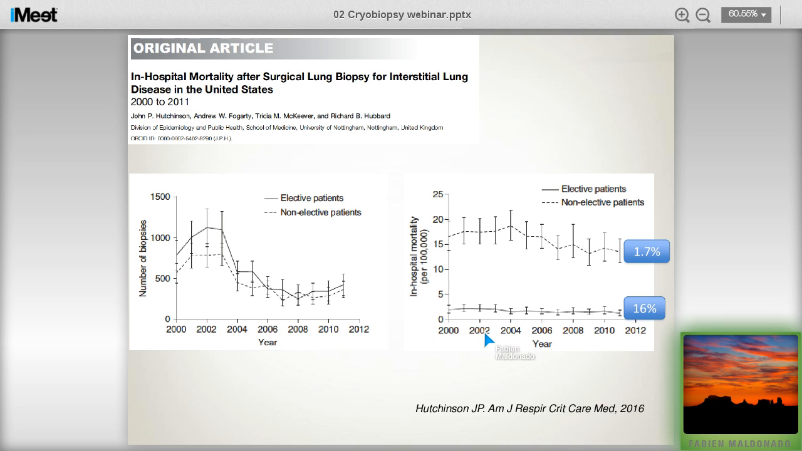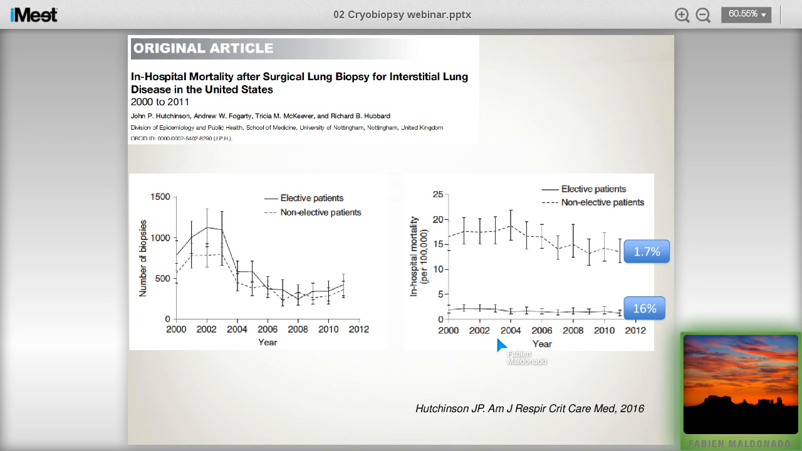Now, importantly, when you look at so-called non-elective patients, those patients that presumably were having an acute deterioration before the procedure, these patients have still a 16% mortality rate. This is obviously something that is not acceptable and calls for an alternative to surgical lung biopsies.